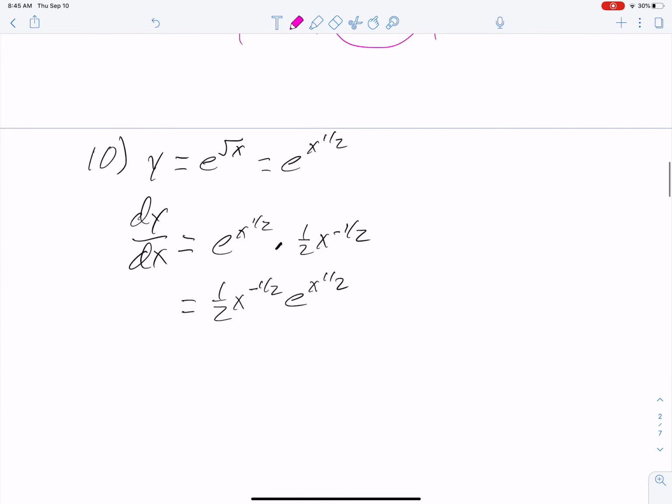And so finally, number 10, I've got e to the square root of x, or in other words, e to the x to the 1/2. So I take my derivative of e to a power, which is e to that power all over again. I take the derivative of something to the 1/2 power, and then I rewrite with my variable in front.